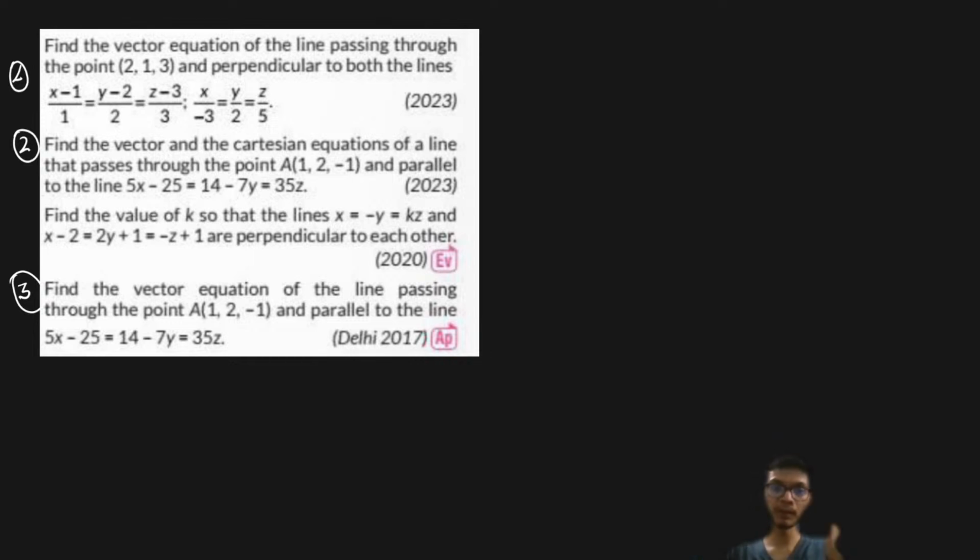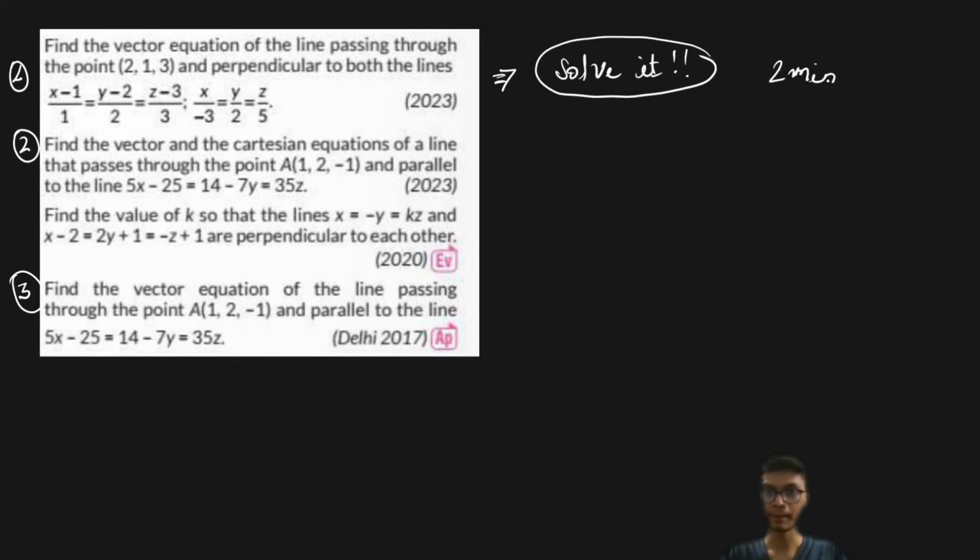Please try to solve this first problem quickly. I'm giving you 2 minutes. Try to read the problem carefully, start understanding it, and tell me the answer you are getting.